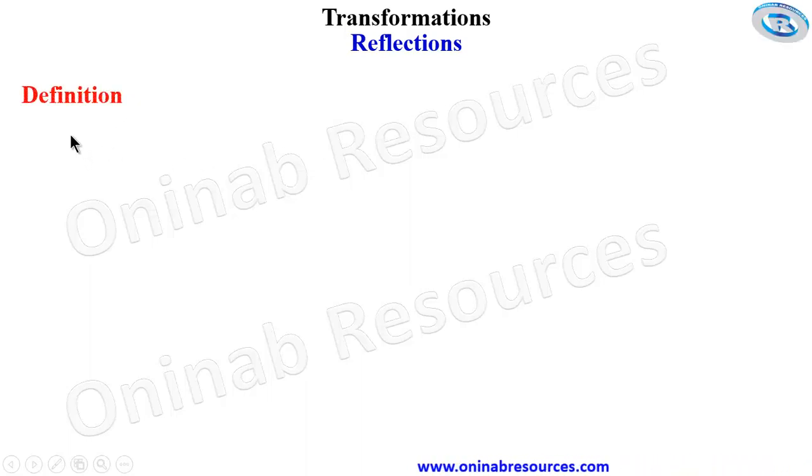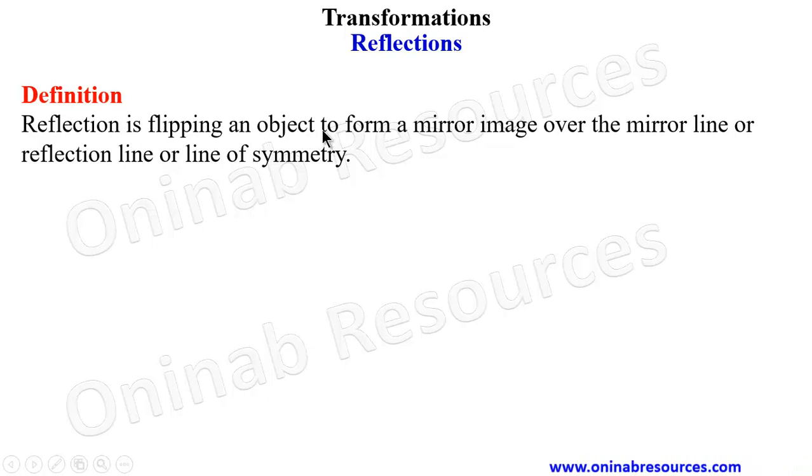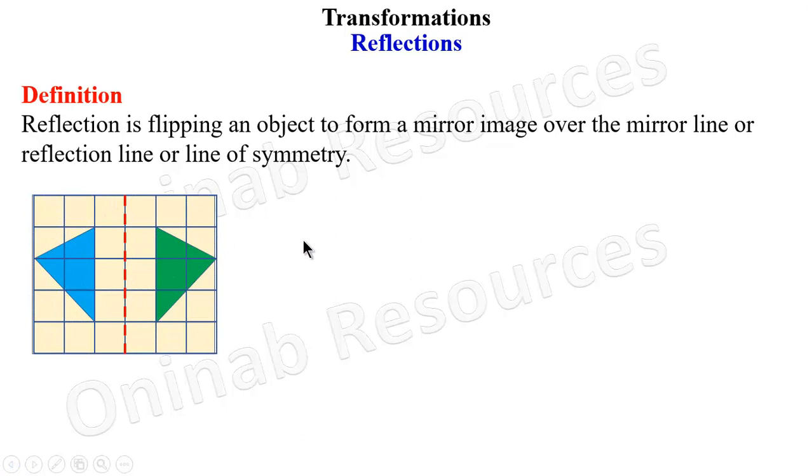Transformations. So we start with the definition. Reflection is flipping an object to form a mirror image over the mirror line, or reflection line, or line of symmetry. We look at the diagram below. Here, if this is the object, this is the image, we call this the mirror line or reflection line or line of symmetry. So this object is flipped over to form this image.